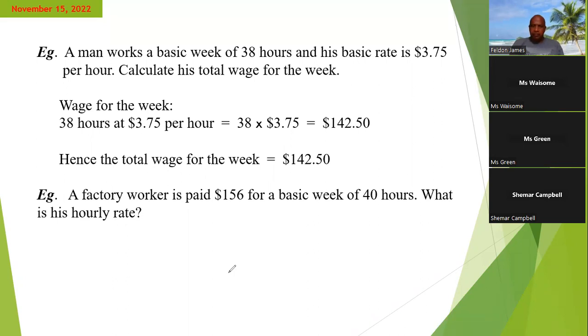All right, sir. So firstly, we look at his wage for a week of 40 hours. I think you're going to divide it. What is it you're going to divide? We're going to divide 156 and 40.